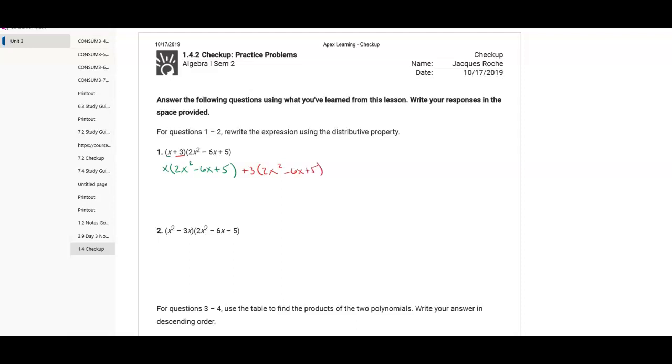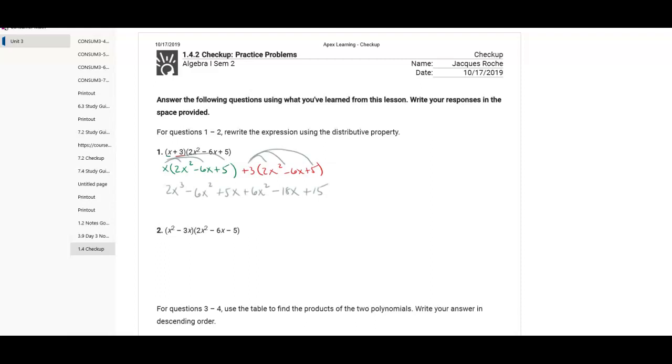Okay, now when I look at this, what I do now is I distribute here. X times 2x squared gives me 2x to the third. X times negative 6x is minus 6x squared. X times 5 is plus 5x. 3 times 2x squared is plus 6x squared. 3 times negative 6x is minus 18x. And 3 times 5 will be plus 15.